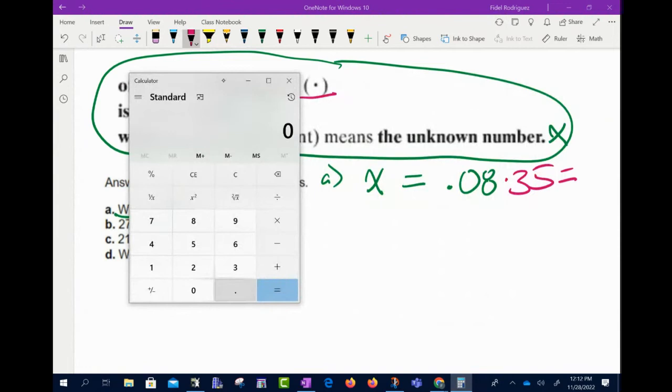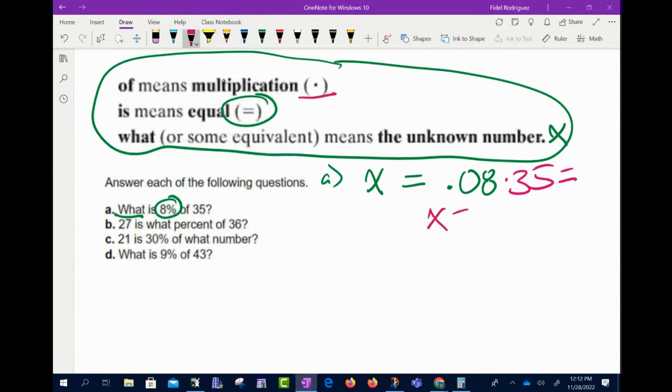So all I'm going to do now is take my calculator here. Let me clear that out. 0.08 times 35 is 2.8. Okay. And that's how I'm going to do every one of these problems. I'm going to use these three ideas to solve the problems.